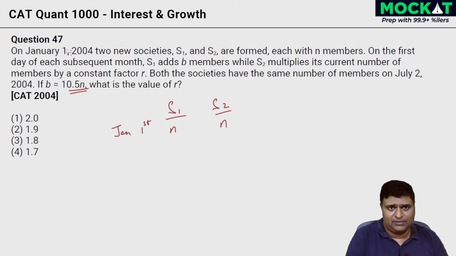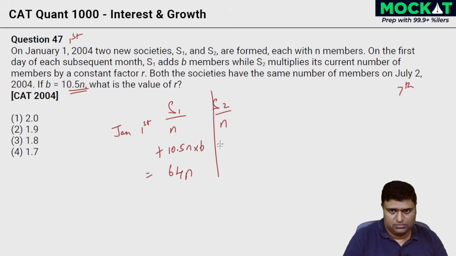July 2nd, and January is the first month, right? And from there we are moving to the first day of each subsequent month, and we are going up to the 7th month, right? How many months are we crossing? 2, 3, 4, 5, 6, 7, right? 7 minus 1, 6 times we are crossing. So over here we are adding how many members? B members, right? Each month. But B is equal to 10.5n. So we are adding 10.5n 6 times. And what are we getting? 6 into 10.5n is 63n, add n, and you get a total of 64n, right?